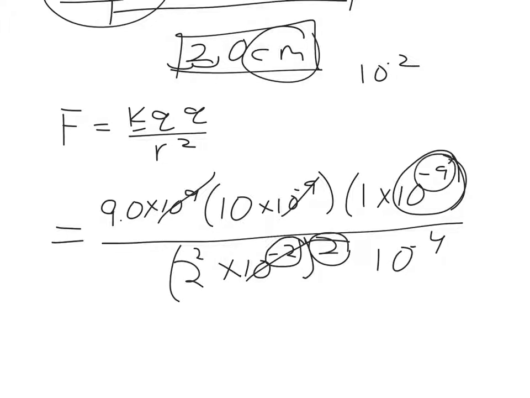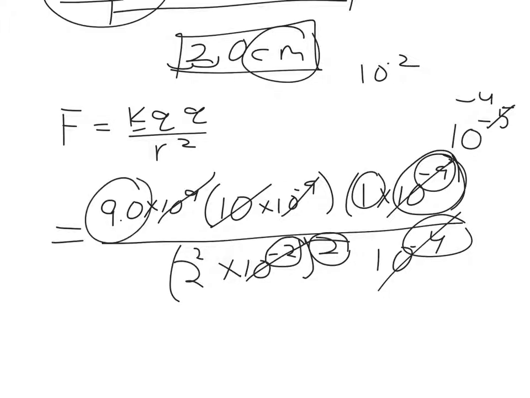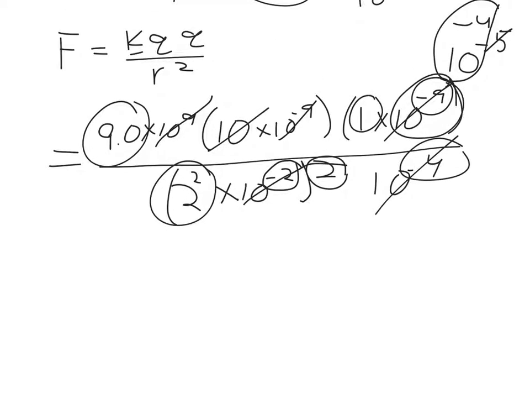And a 10 to the minus 9 divided by 10 to the minus 4 is going to be 10 to the minus 5. So cancel those. I'll get a 10 to the minus 5 on top left over, times this 10. So that's actually going to drop to a minus 4. And I just got rid of all my 10s, and there's a 1 here. So what's left on top is really a 9, a 10 to the minus 4, divided by a 4. So 9 over 4 times 10 to the minus 4.